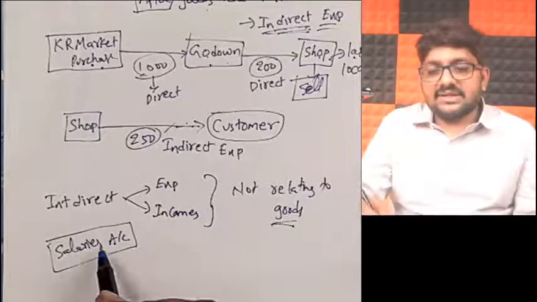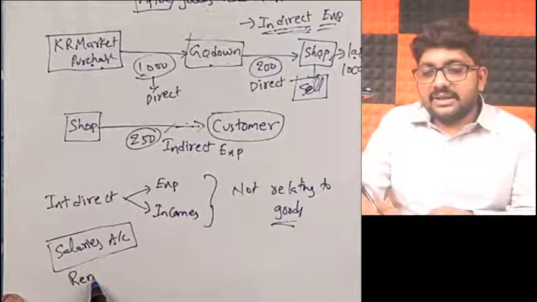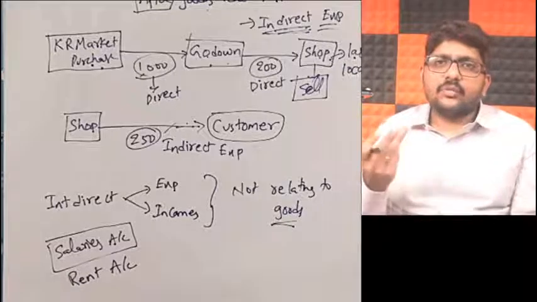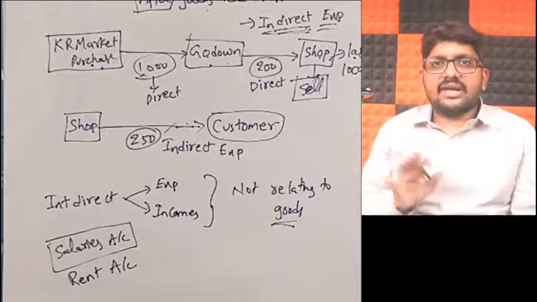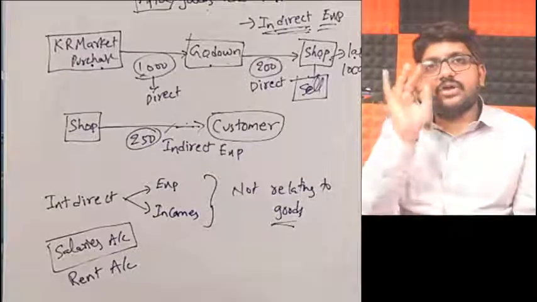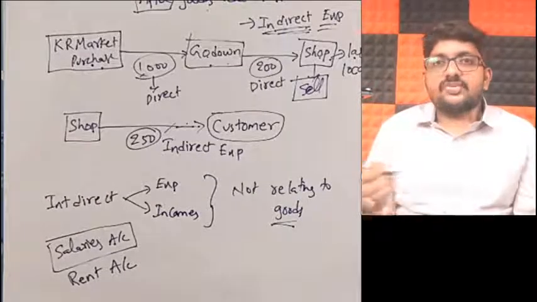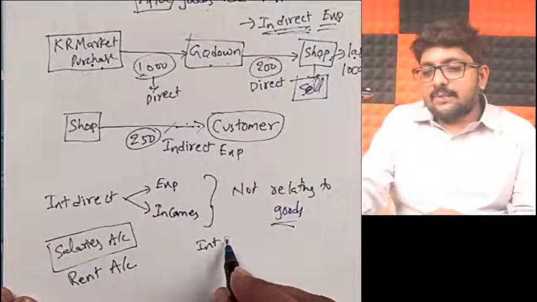For example, indirect expenses: salaries. For example, rent, the rent of your office. It has nothing to do with your stock. Whatever be the case, if you have the office, you have to pay rent for using it, not in relation to the number of goods. Correct? Obviously. So when it comes to incomes, my dear friends, interest income, for example.